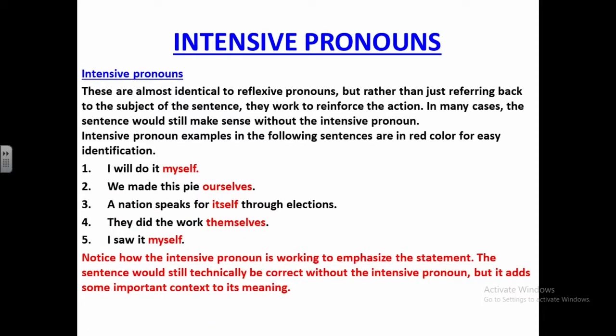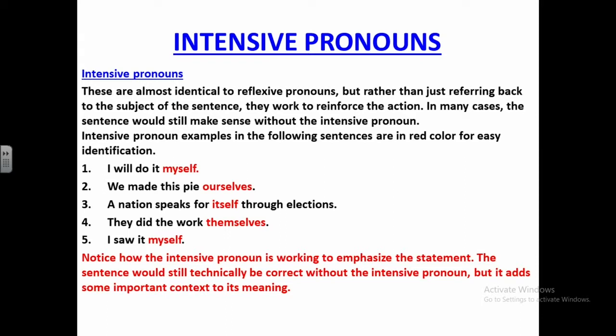The next type of pronouns are the intensive pronouns. These are almost identical to reflexive pronouns, meaning they are very similar. They are almost difficult to differentiate. But the only difference is that they are referring back to the subject of the sentence. They work to reinforce the action. In many cases, the sentence would still make sense even without the intensive pronoun. Okay? Intensive pronouns are there just to reinforce the subject of the sentence.